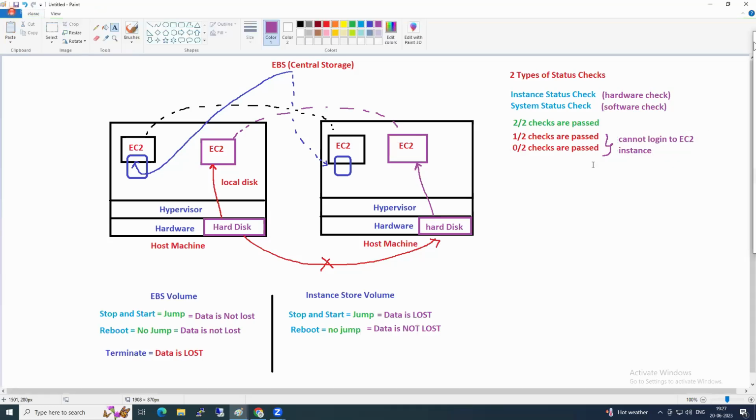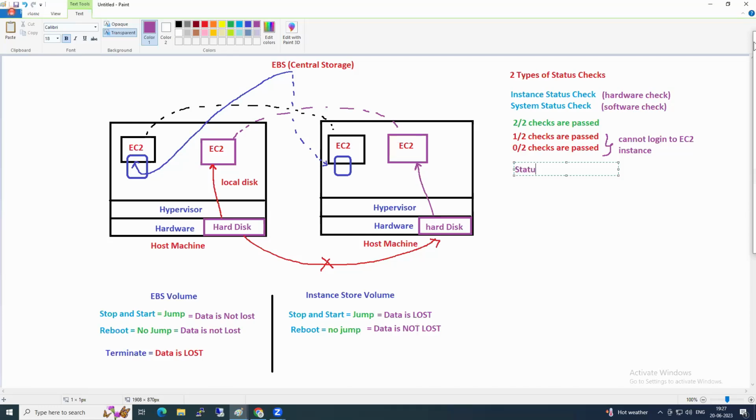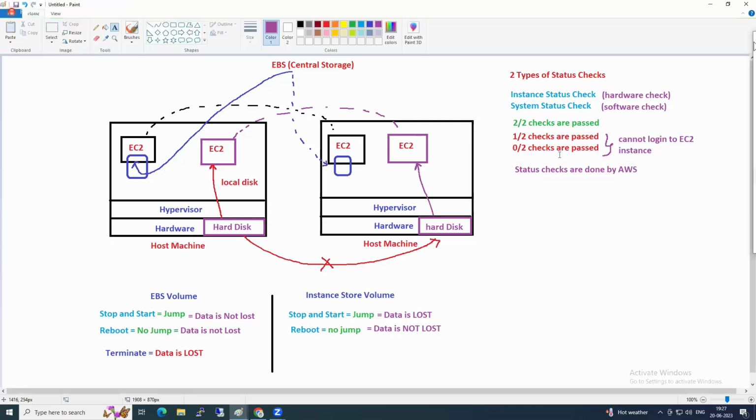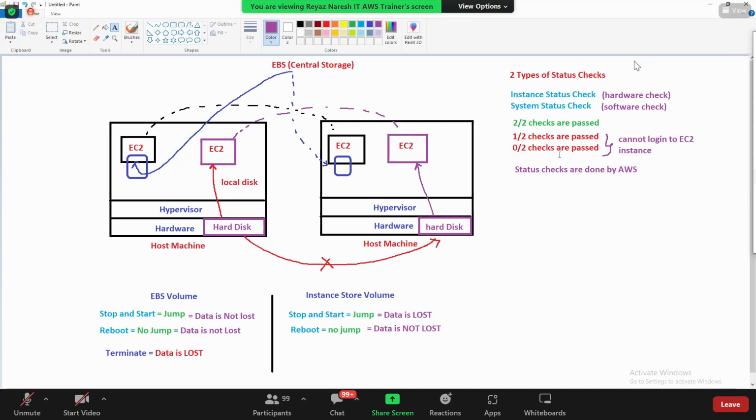And now tell me, do we need to do anything here? If 1/2 checks or 0/2 checks are passed, do we do anything? Whose responsibility is it to do the checks? Status checks are done by AWS. So if you get 1/2 checks or 0/2 checks, what do you do in that case? Create one more, simple, because that machine is not used.